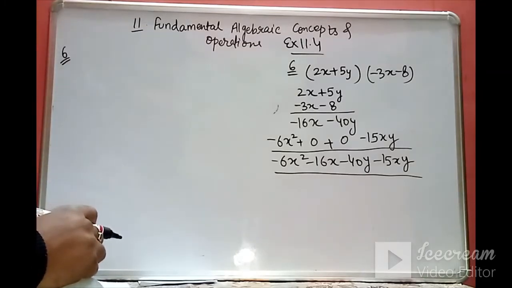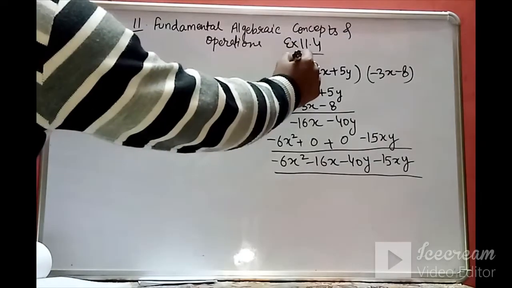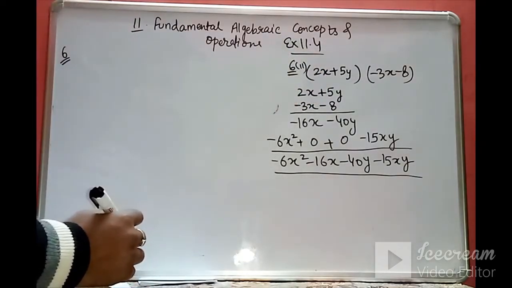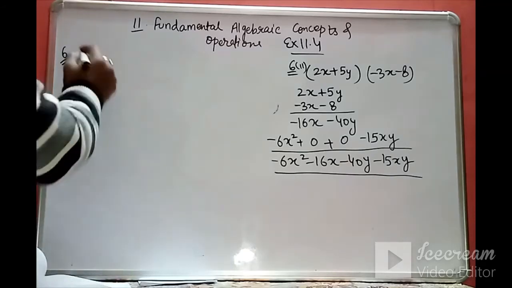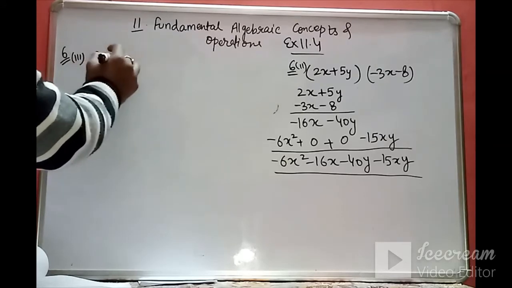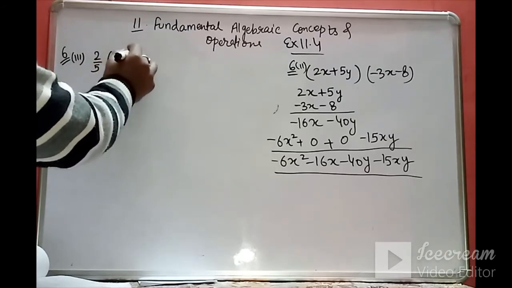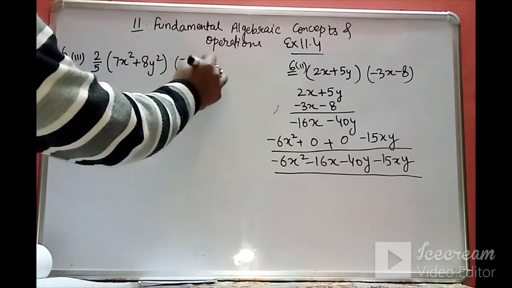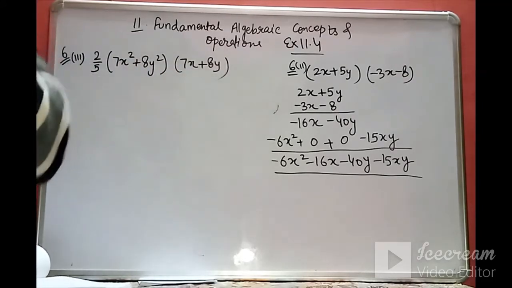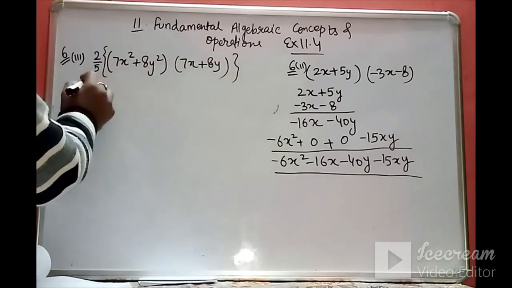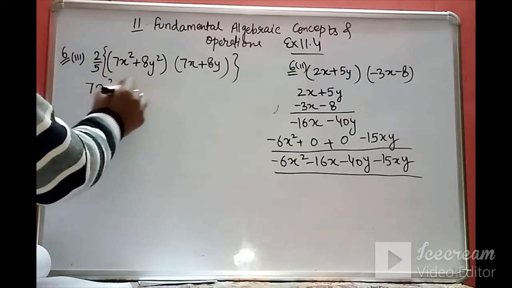Then let's see question number 6, we are already doing it. So this is the second part. So if a question is like this, 2 upon 5, 7x square plus 8y square and 7x plus 8y. So what we are doing first is we will multiply these two expressions. Again I am using the column method.